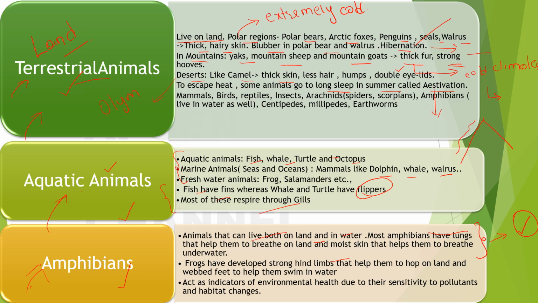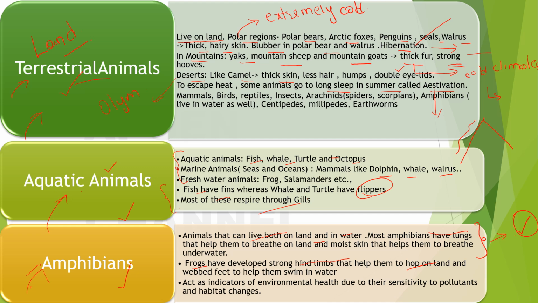Next, frogs have developed strong hind limbs that help them to hop on land and webbed feet to help them swim in water. Oh, so how do you have doubt? You have got this doubt, right? How did frogs come in between? We were talking about amphibians. It's because frog is also an amphibian. So we are learning about frogs too. They have developed strong hind limbs to hop on land and webbed feet to swim in water.